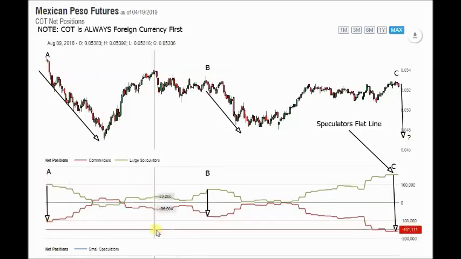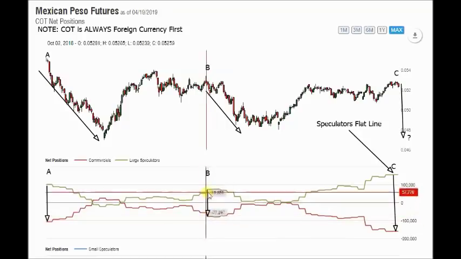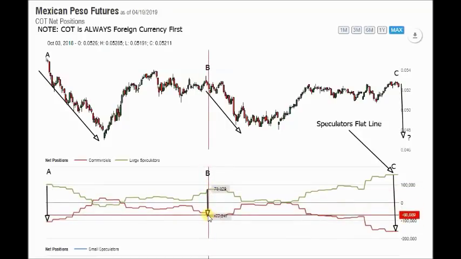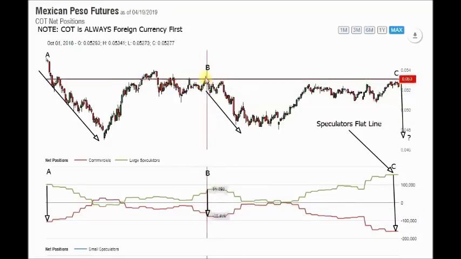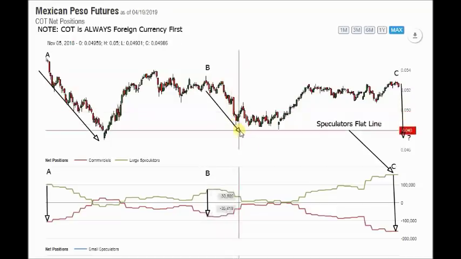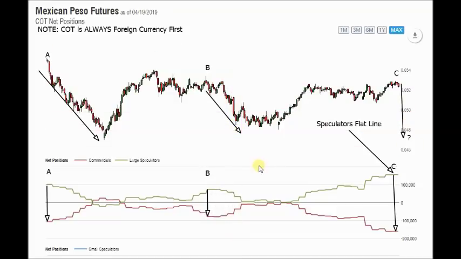You'll see it here again on B. Speculators go pretty long, not as long as A. Commercials drop short against them. There's the reversal candle, that one there, it comes down, goes up a little bit, then down. This is a very volatile pair, so those moves, A and B, are pretty reasonable in terms of size. Obviously A is the bigger one.